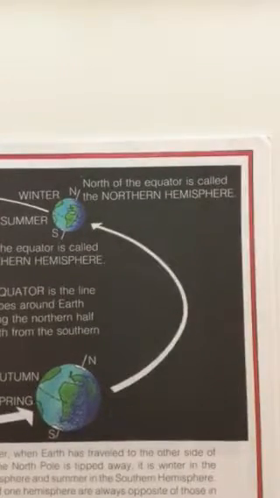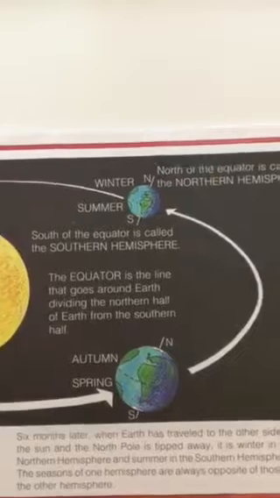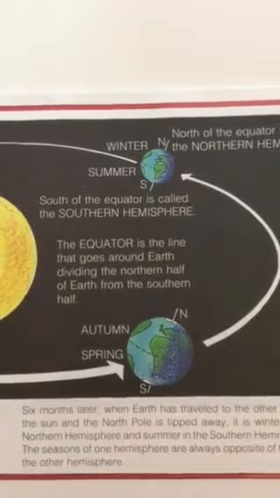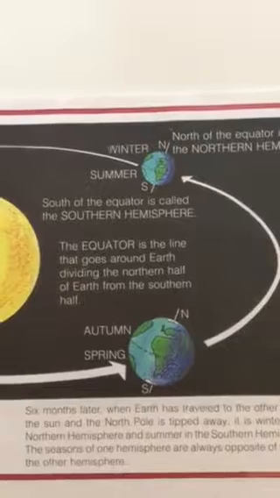North of the equator is called the Northern Hemisphere. South of the equator is called the Southern Hemisphere. The equator is the line that goes around Earth, dividing the northern half of Earth from the southern half.